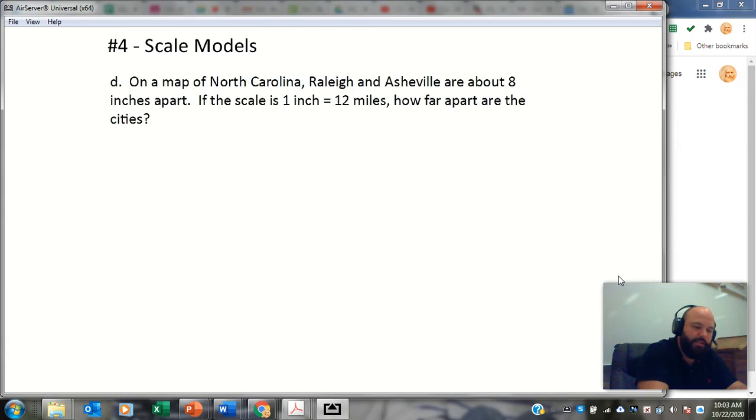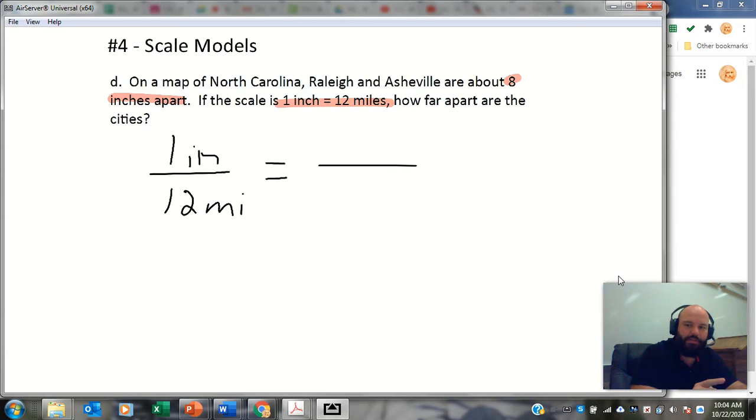So we're going to start with our established ratio, which is 1 inch is equal to 12 miles. So we've got 1 inch equals 12 miles. And we're going to set that equal to a proportion. And it says on the map, they are 8 inches apart. So we need to put 8 inches in the same place that inches is in our original ratio, which is right here. And then they said, how far apart are the cities? So we do not know how many miles apart they are. So we put an x for that.